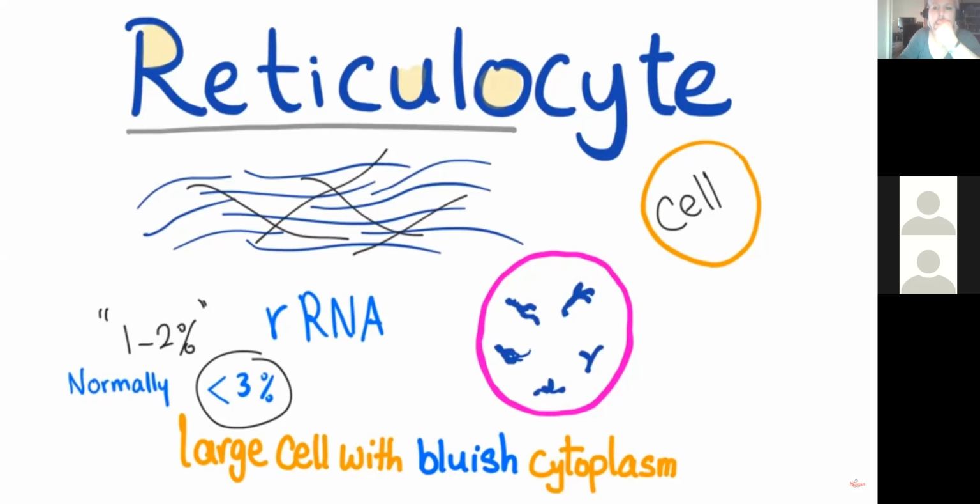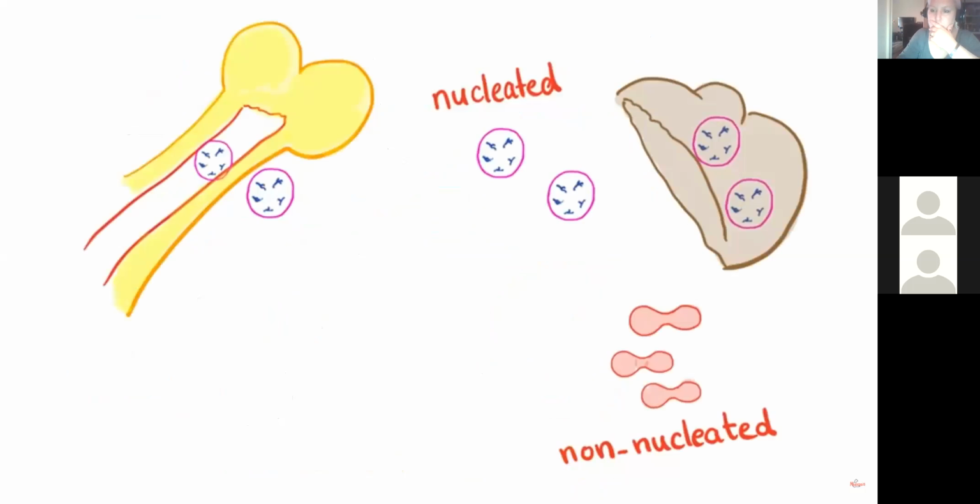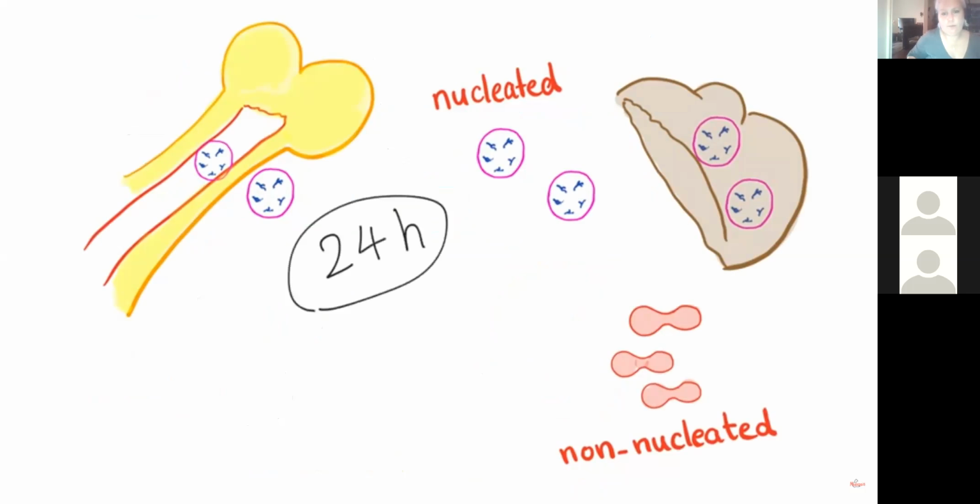So here is the story. Bone marrow will produce some reticulocytes, baby RBCs. They will go in the bloodstream, okay? They are nucleated, by the way. They go to the spleen. Thanks to splenic macrophages, they mature into red blood cells. This whole process takes about 24 hours or 1 day.